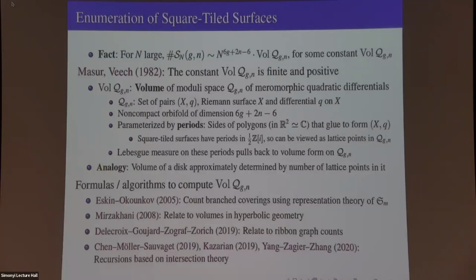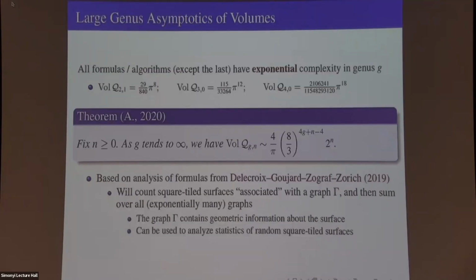Yet another one is by Delecroix-Goujard-Zograf-Zorich in 2019, through basically relating it to ribbon graph counts. And another series of works by Chen, Möller, Sauvaget, Kazarian, and Yang Zhang interprets these volumes as certain intersection numbers and recursively computes those intersection numbers. So there are a number of ways in which you can compute these things, and you should not expect any of them to be trivial.